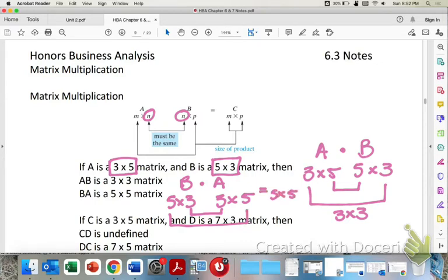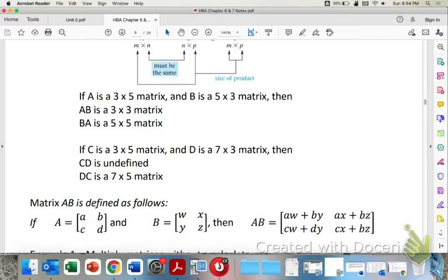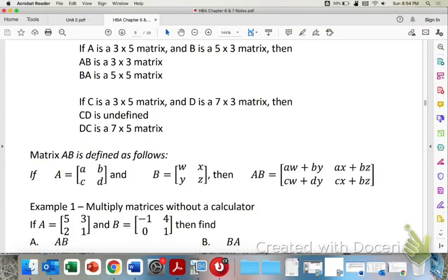So another good example right below here would be if C is a 3 by 5 and D is a 7 by 3. So let's check. If I have matrix C times matrix D, I would check C is 3 by 5, D is 7 by 3. The middle numbers must match in order for me to multiply. So C times D is undefined or no solution.